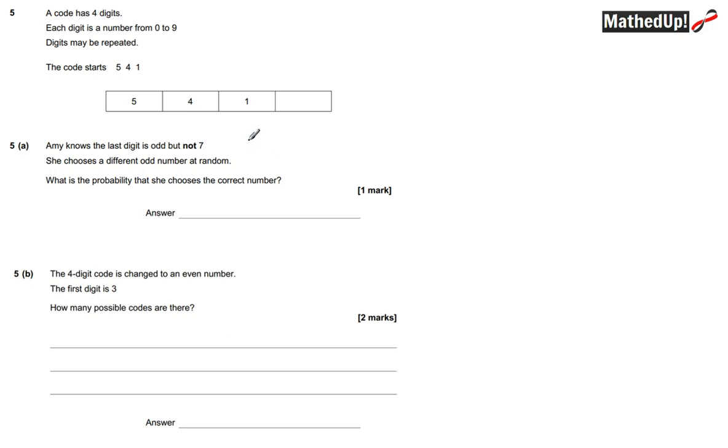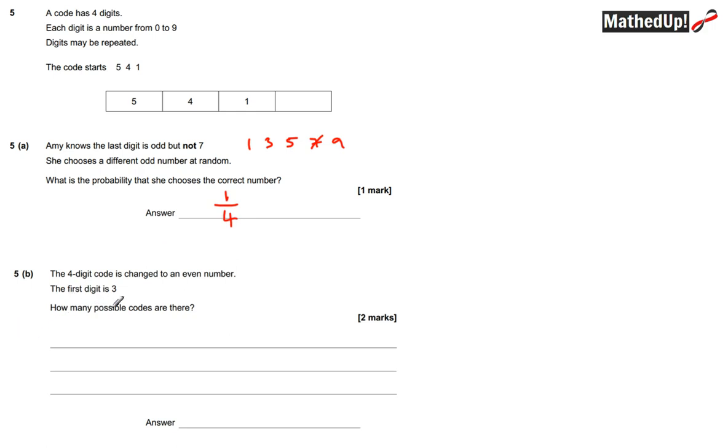So we know that the odd numbers are going to be 1, 3, 5, 7, 9. We're told that it's not going to be 7, so there's 4 choices for her to make. The probability that she chooses the correct number is therefore going to be 1 out of 4, or 1/4.